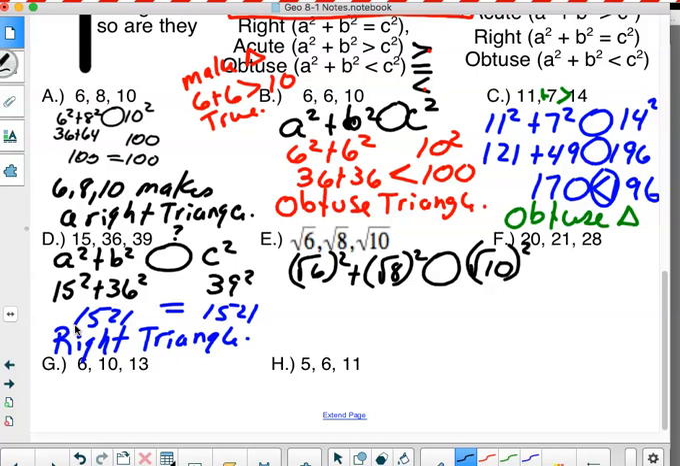Now, this kind of looks like a Pythagorean triple, except we have square roots in it. But this is 6 plus 8, and is that bigger than 10? Okay, so 6 plus 8, is that bigger than 10? And 14 is bigger than 10, so this is bigger than. So when I look at that and I check, I'm going to go, well, that's acute. That's an acute triangle.